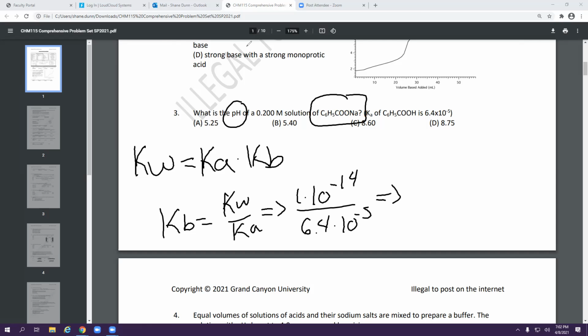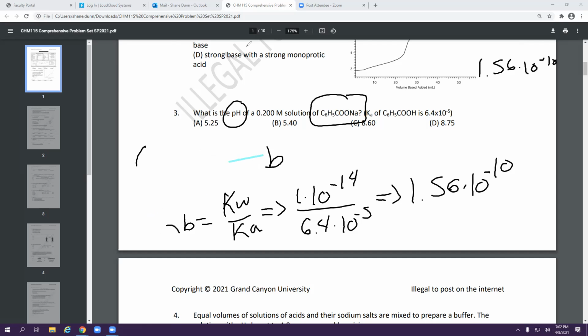Zoomies, how are you doing? Are you following along with us? Yes. Yeah. Okay. If you have questions or concerns, please let me know. Cool. So that's going to be our Kb value. I'm going to write it up here so I can erase all my work right now.